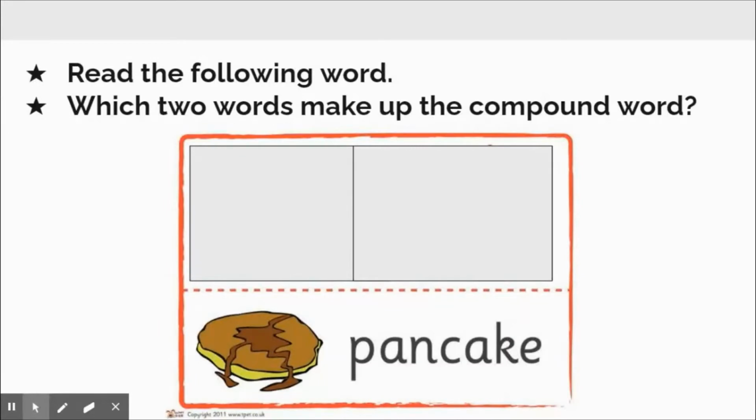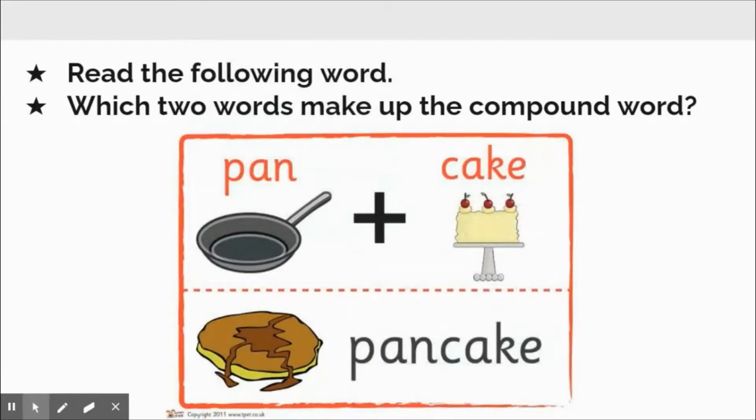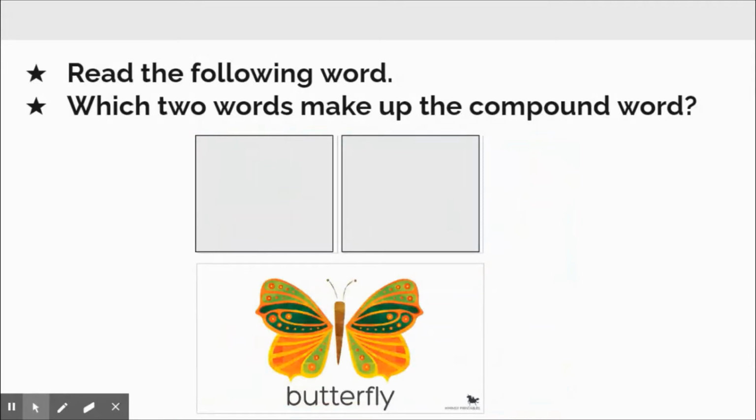Yeah, that's right. We take the word pan and the word cake, we splash them together just like the buffalo did, and we have a brand new word that is called pancake. Excellent. Well done. So let's go ahead and look at the last one that I have today, okay?